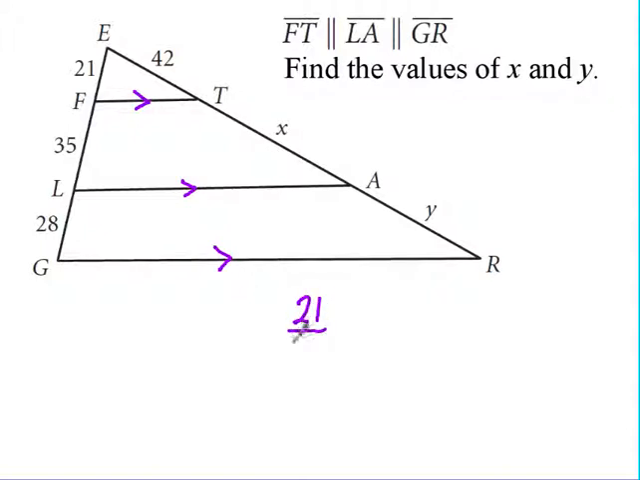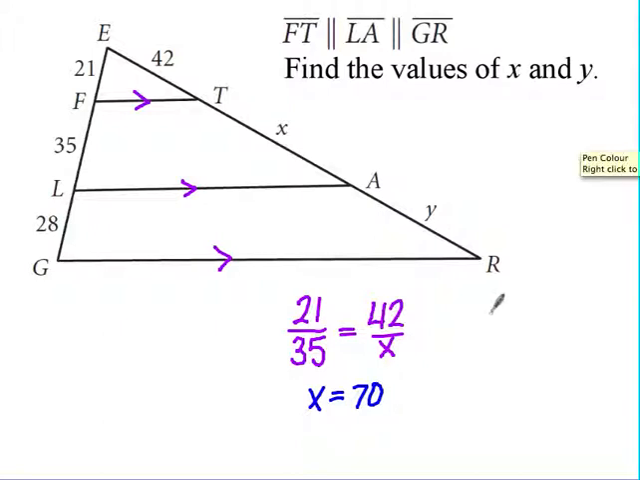21 over 35 equals 42 over x. What value of x do I get? 70. Okay, so that's how you find x. Now, what would be a proportion I could use to find y? 35 over 28 equals 70 over y. That would work.